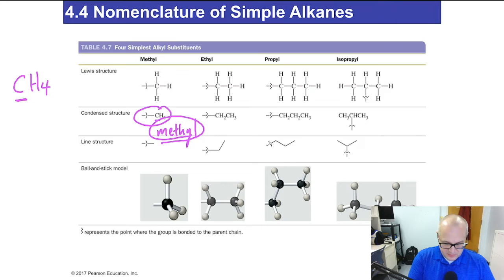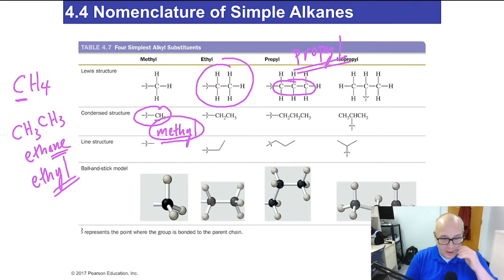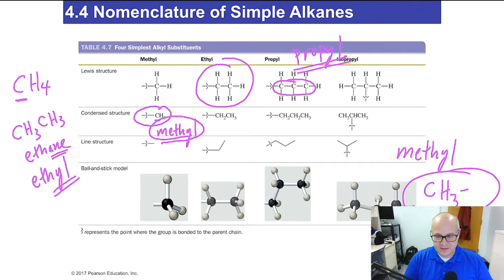Okay? Now here's a substituent that has 2 carbons. Here's CH3, that's ethane. That becomes ethyl. So the ANE is replaced by YL when it's a substituent. Here's 3 carbons. 3 carbons is propane, so it becomes propyl. And so on. For the most part, the most common substituent you're going to see that's an alkyl group, or a carbon-based group, is methyl. Methyl is by far the most common substituent you'll see in this class. Okay?